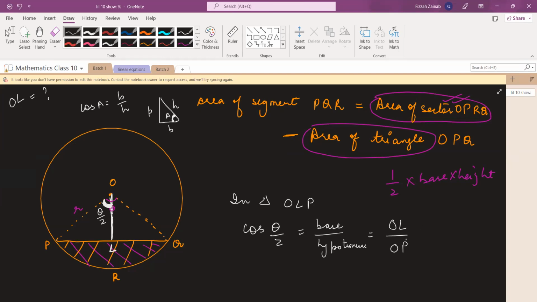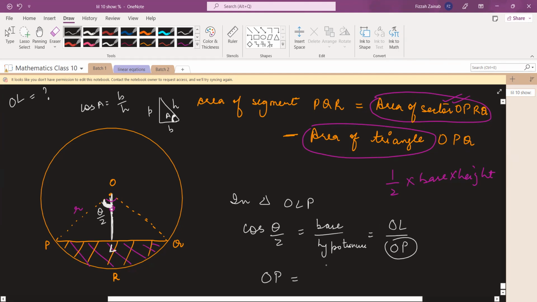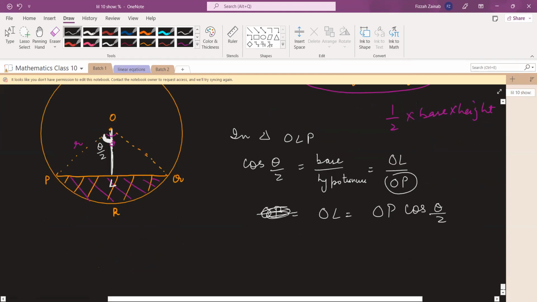So from here, we can find OL, because I'm interested in height. So your OL will become, this OP will cross multiply, so OP into cos theta by 2. Is that understood by everyone? Now OP is what? OP is the radius. So this is R into cos theta by 2. Understand?